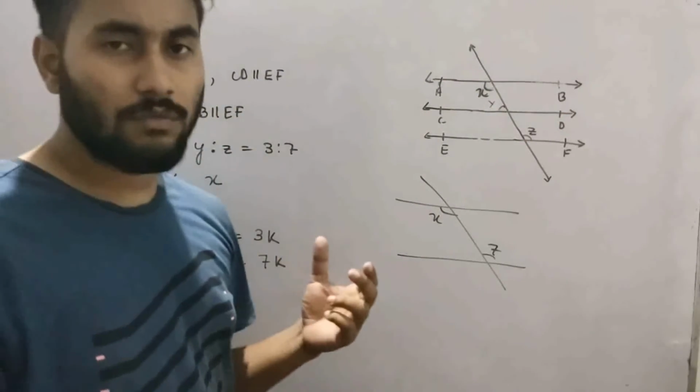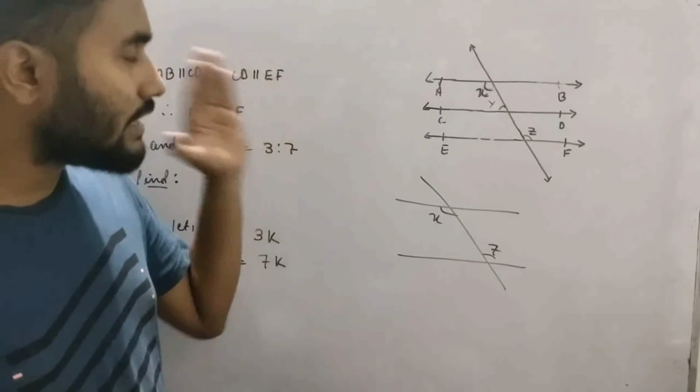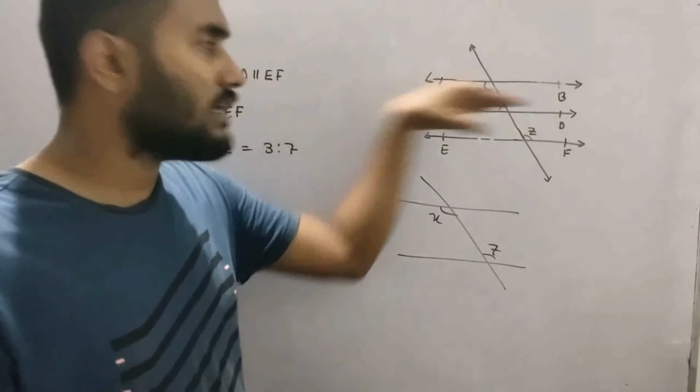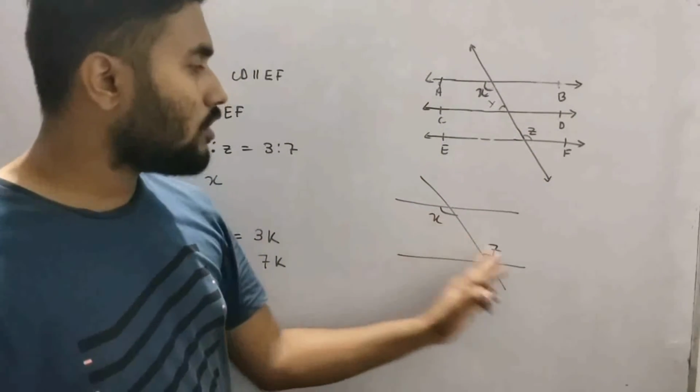Your concentration power should be more, okay? You cannot draw each and every time like that in the exam. So you just have to think that the middle line is not there. Then this x is equal to what? Z, isn't it? Alternate angle.